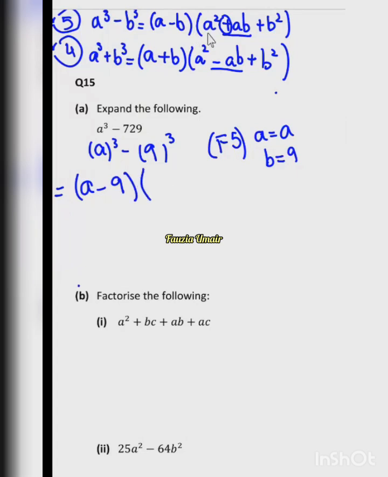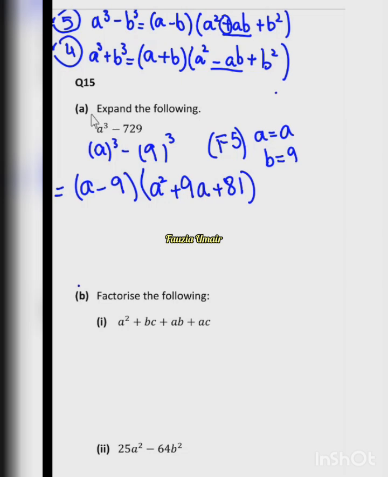Now in the second bracket, it would be a square plus ab. So 9 into a would be 9a, the ab term, plus b square. For b square, I need to take the square of 9. So 9 square is 81. And this is your answer. You have expanded it.